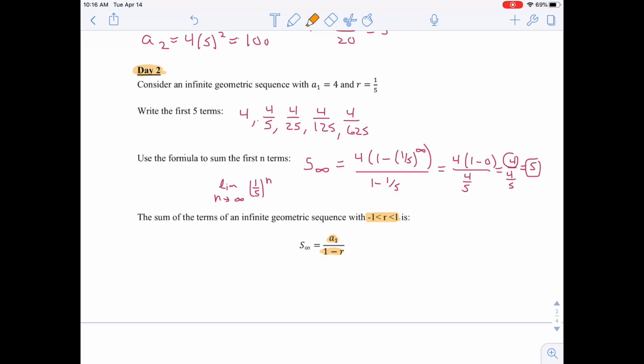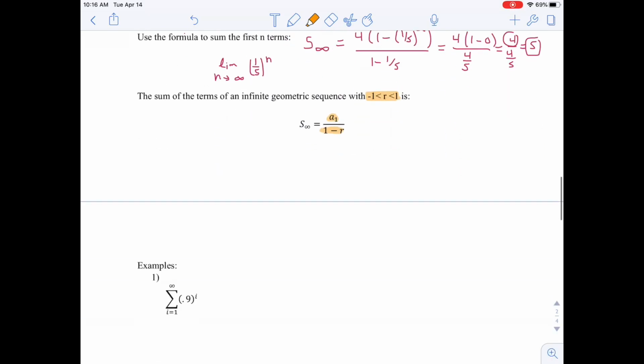Why does it not work if we have numbers larger than that? Well, let's think about it. If I had numbers larger than 1 or -1, those numbers are going to keep getting bigger. We're not going to sum to anything because those numbers keep getting larger and larger and larger, and they're going to infinity.